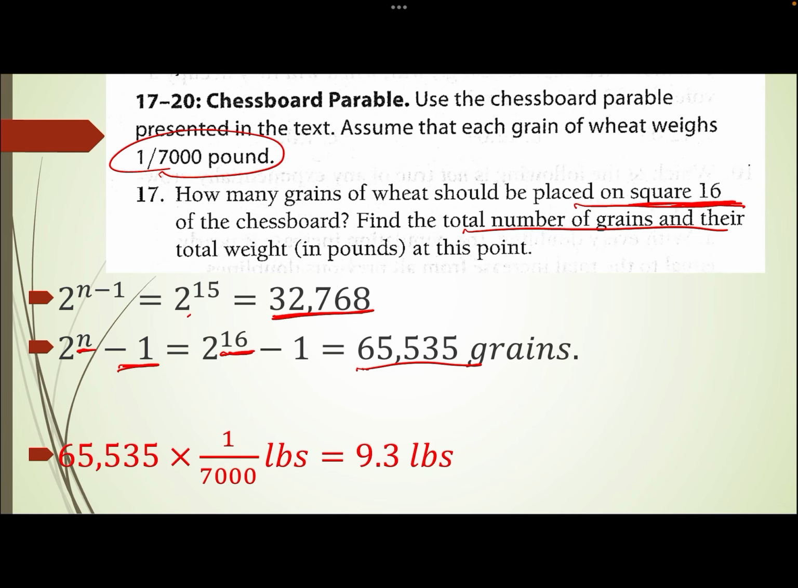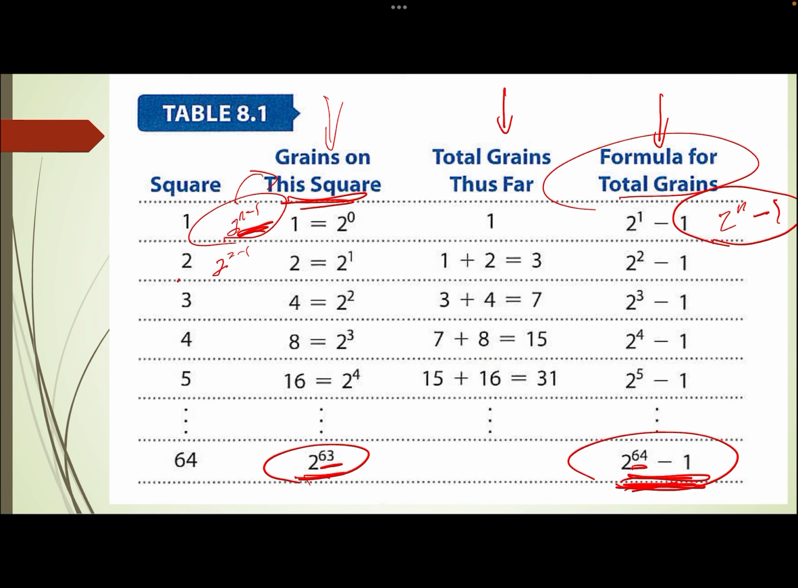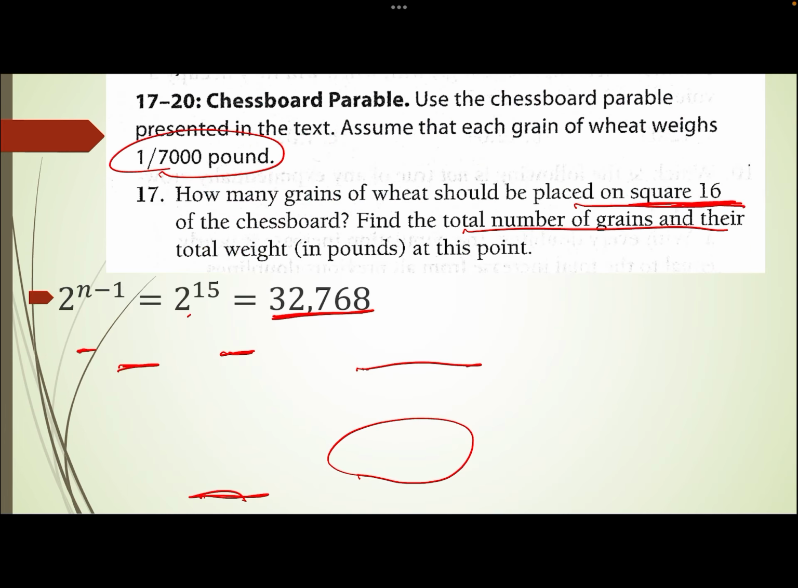So we take that and times it by 1 over 7,000, and just up to the 16th square, it would be 9.3 pounds. So that doesn't mean we times it by 4 to get the total, because remember back here, the total back here was way more than that. So you can put that in your calculator and figure out what that is. Okay?